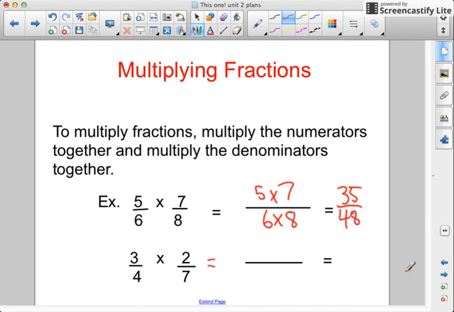So for this question, you do 3 times 2, 4 times 7. You would get 6 over 28, which would simplify to 3 over 14.